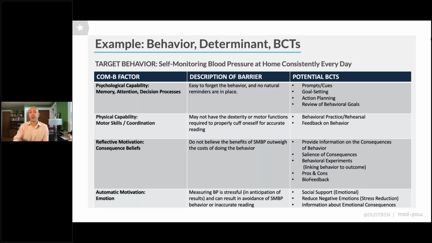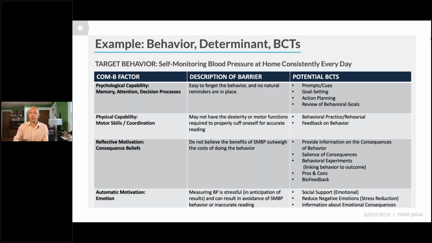How do we do that? Well, if they're forgetting, we can help them set a goal. We can help them make a plan. We can provide a reminder. If it's about the coordination, we can have them practice it in a structured manner. We can give them feedback on how well they're doing. If it's about the beliefs, we might want to provide information on the consequences, show them how measuring helps overall blood pressure. We can have them run experiments so they can see for themselves, right?